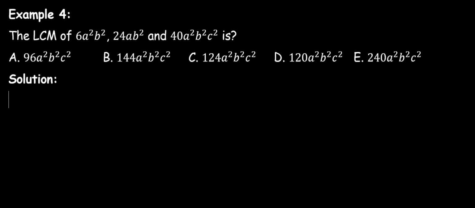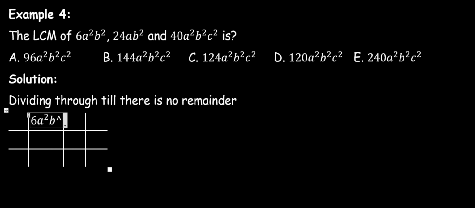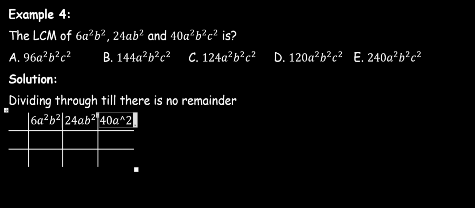Solution. Dividing through till there is no remainder. We rule our lines and impute our values. First one, 6a square b square, 24ab square, 40a square b square c square. Starting with numbers, the prime factors here, if we look at the given values, we know that we can start with 2 conveniently. When you divide through the first value, you'll be left with 3a square b square.